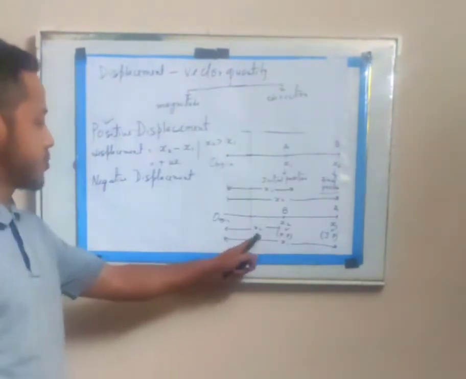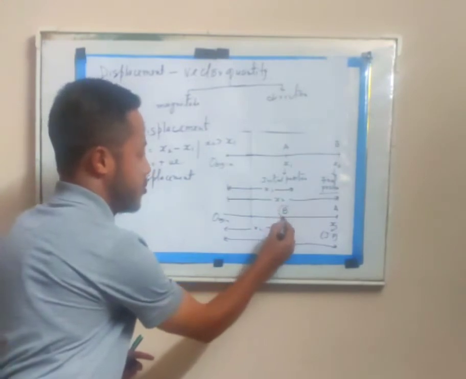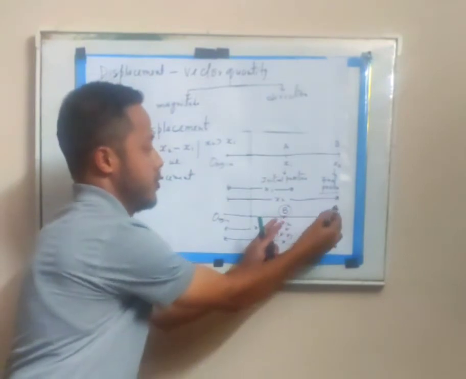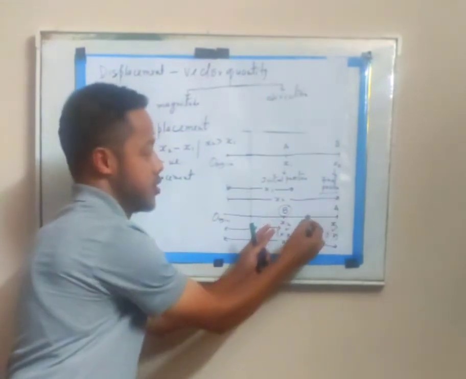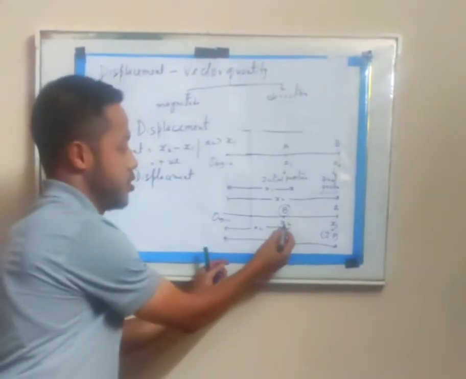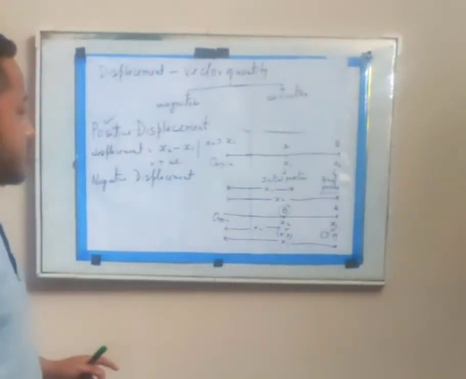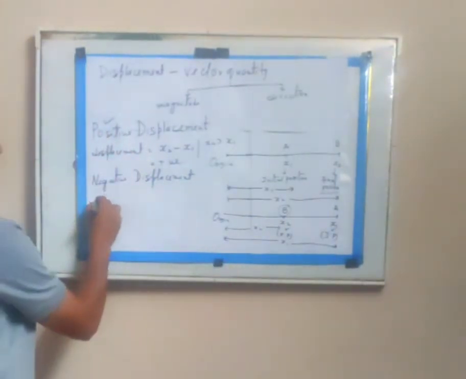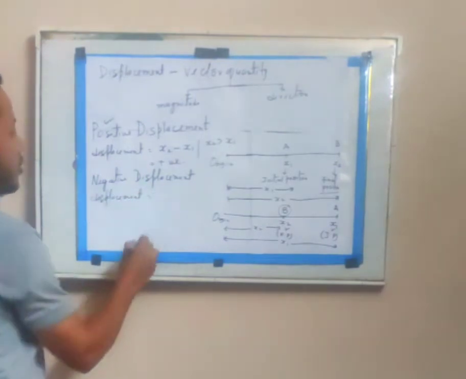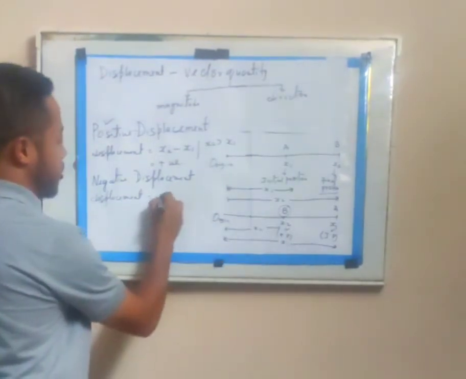So here in negative displacement, you see this final position is to the left of this initial position. I told you this is the initial position, this is the final position. So B here is to the left of A. So this will be your final position. This is your initial position. So in this case, the displacement will be how much? It will be x2 minus x1.